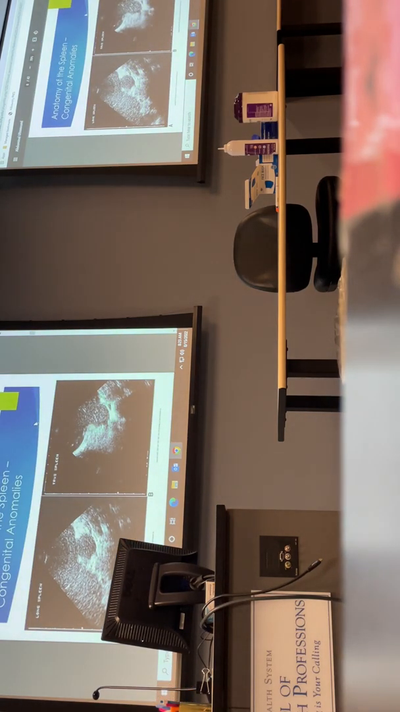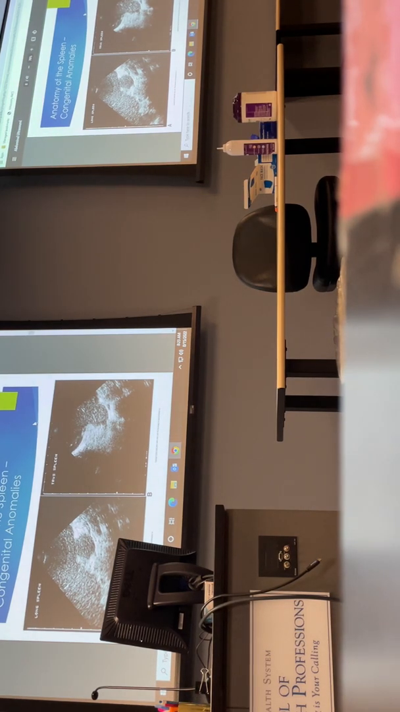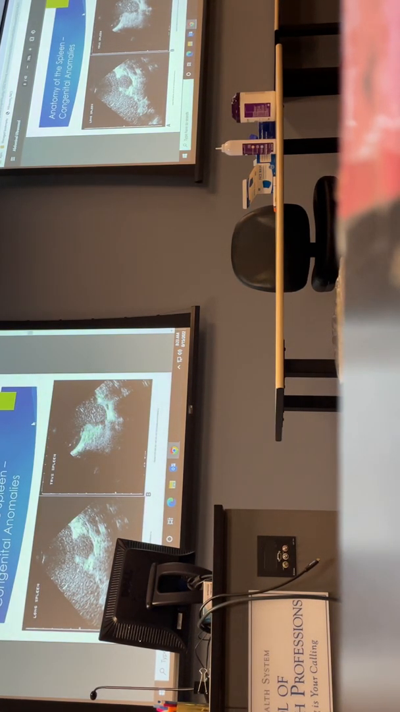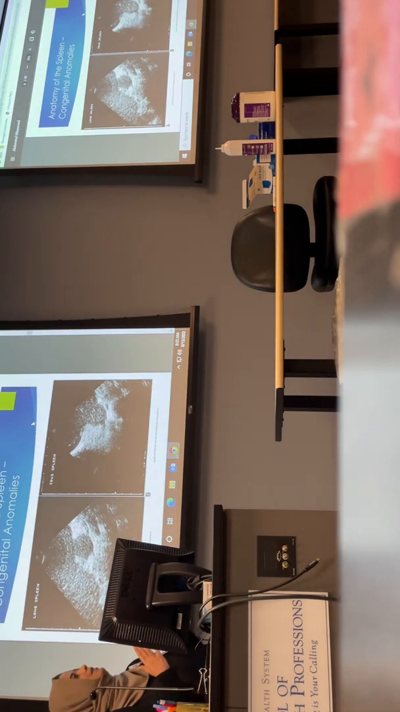Obviously we went over this today, but again, an accessory spleen is just a normal congenital anomaly. This is a normal variant. This will not cause any abnormalities within our patients, okay? All lab work, everything else, will still be normal.